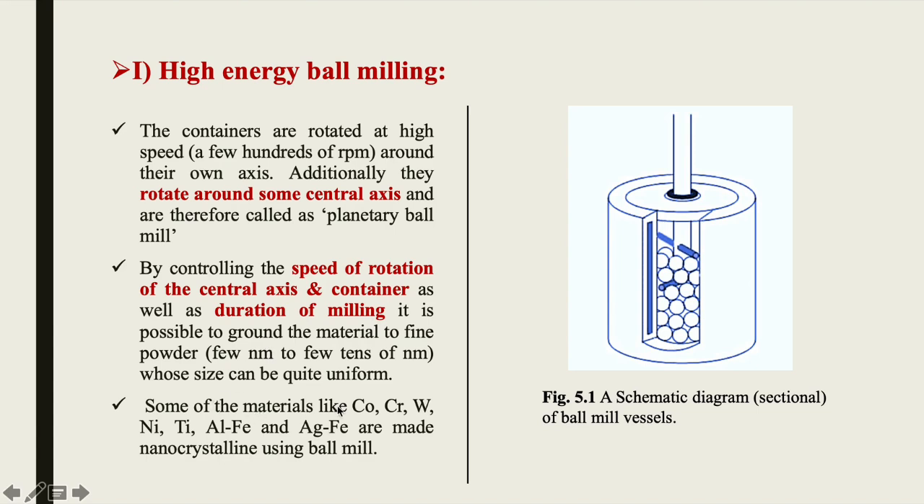Some of the materials like cobalt, chromium, tungsten, nickel, tin, aluminum, iron alloy, and gold iron alloy are made nanocrystalline using ball mill. These are the materials which can be processed using high energy ball milling. You can make nanomaterials like cobalt, chromium, tungsten, nickel, tin. These are the metals whose procedures are well known to synthesize nanoparticles of these metal atoms. This is the application of high energy ball milling.